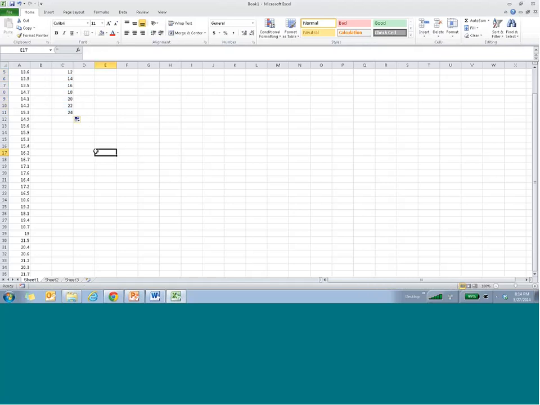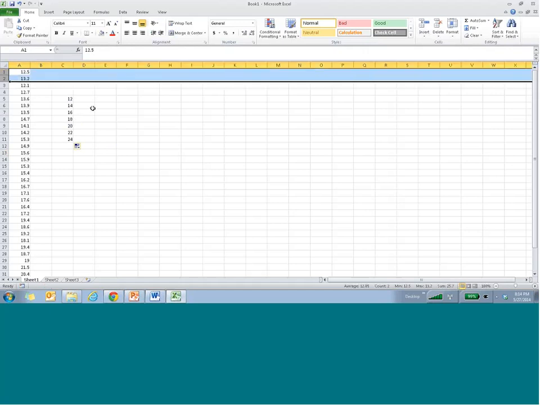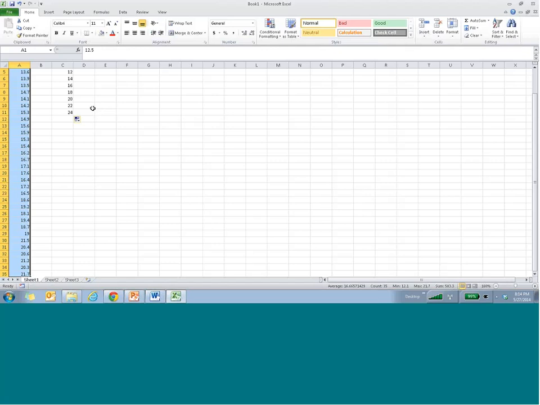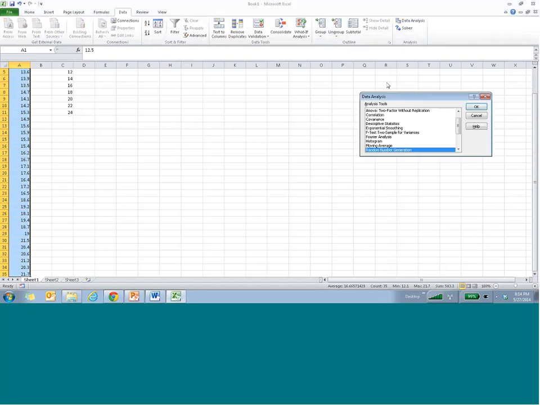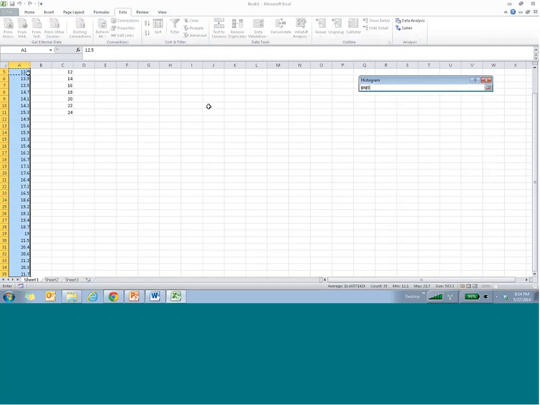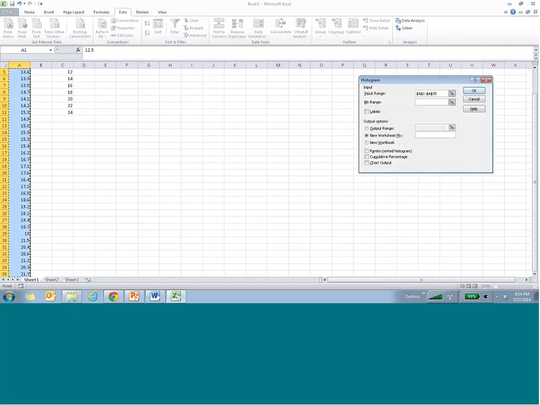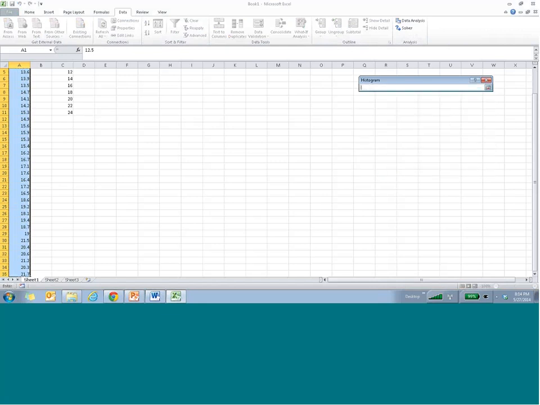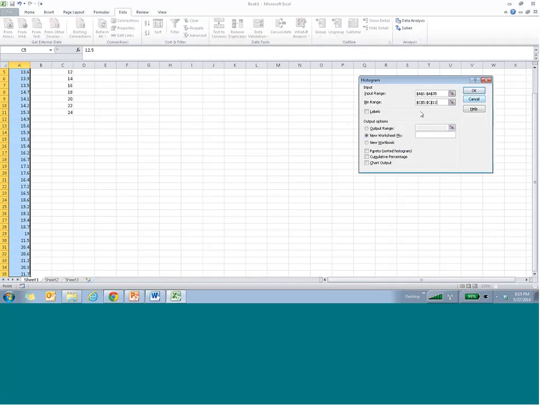So let me make sure. I should be able to just grab this data. So I just highlighted the whole row of data, and I'm going to go over here to Data, Analysis, Histogram. Okay. Input range. Oh, I thought it would grab that because I already highlighted it. Shift, down arrow. Enter. There's my histogram. My bin range is there, and my output range. I'll put my graph.